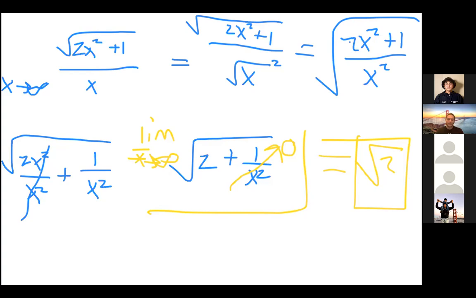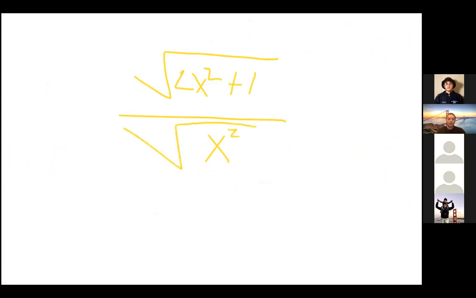Any questions for me? I think the hardest part is just recognizing that we can write this, the 2x squared plus 1 divided by regular x. We can factor this x into that entire square root simply by squaring x and taking the square root of it. Now we can combine, right? This is now 2x squared plus 1 all over x squared.